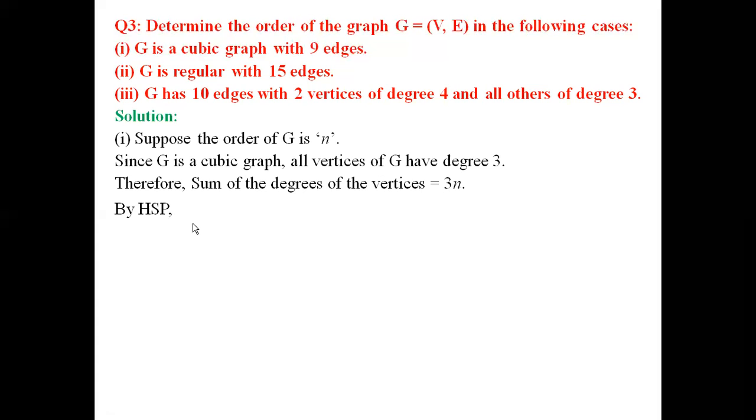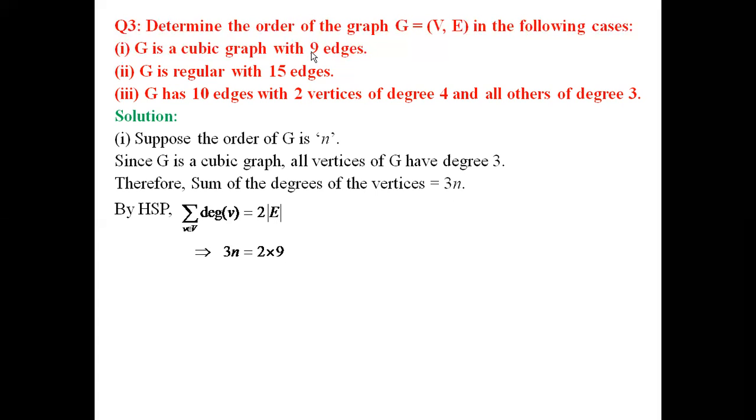By the handshaking property, summation of degree of v equals 2 times the cardinality of E. That is the same as saying the sum of the degrees of the vertices is equal to twice the number of edges in the graph. The sum of the degrees of the vertices we have found to be 3 into n. So the left hand side 3n is equal to twice the number of edges in the graph.